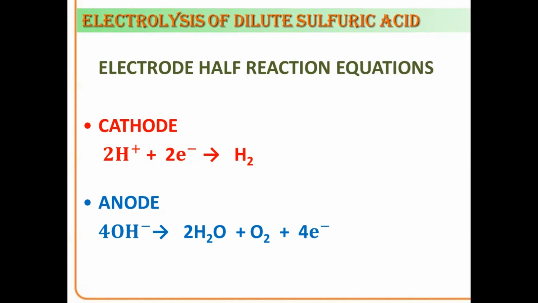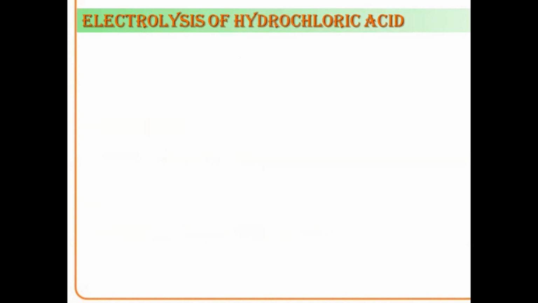Now, let's go back to the cathode. When we come to the cathode, you realize the H+ ions are receiving 2 electrons. This is a reduction reaction. And at the anode, we are having an oxidation reaction because electrons are lost.